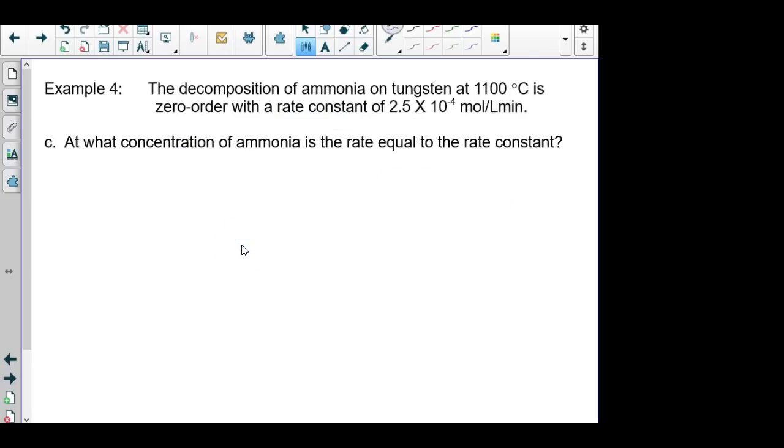For C. At what concentration is the rate equal to the rate constant? Remind ourselves of the expression, rate equals K. So then we would say that all concentrations, because no matter the concentration, rate equals K. Example 5.